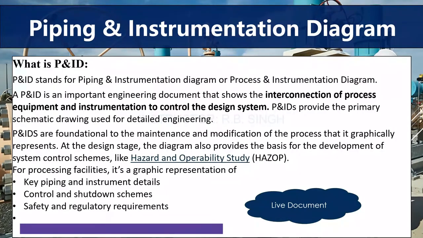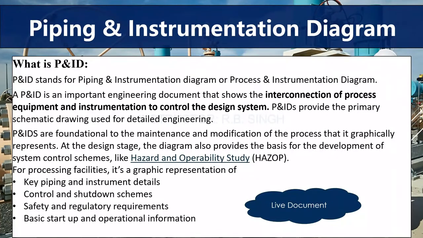At the design stage, the diagram also provides the basis for the development of control schemes and the hazard and operability study. For a processing facility, it is a graphical representation of key piping and instrument details, control and shutdown schemes, safety and regulatory requirements, and basic startup and operational information.